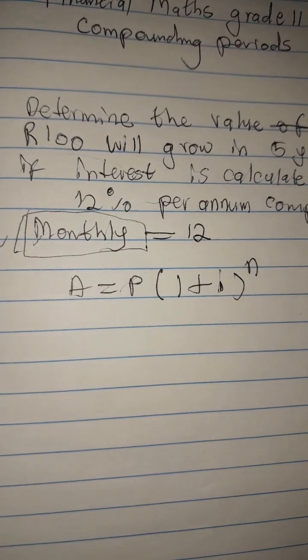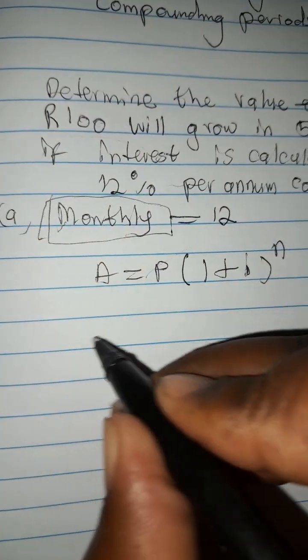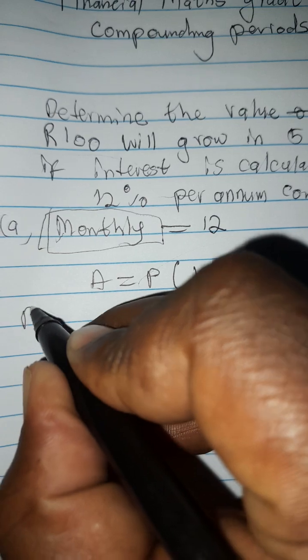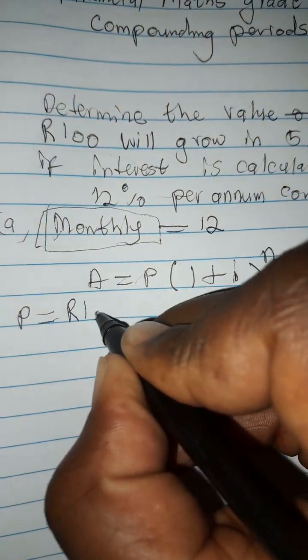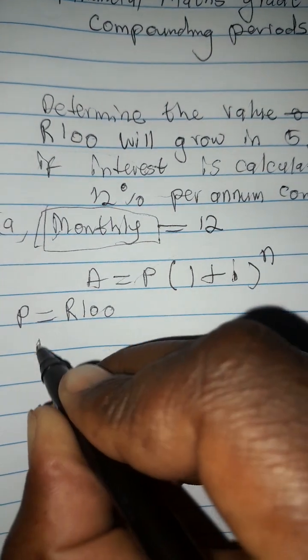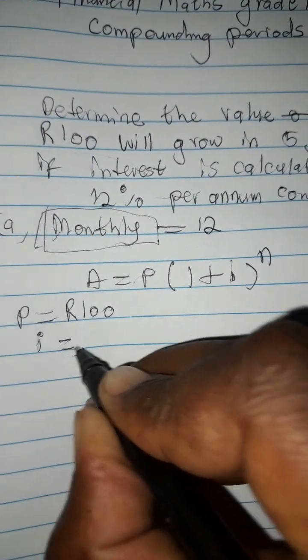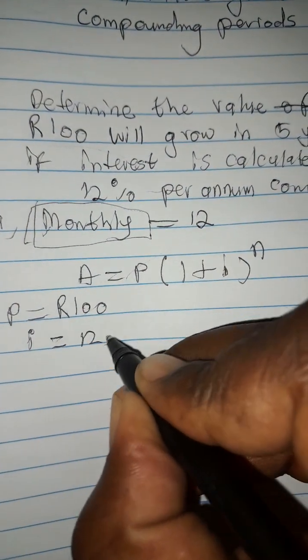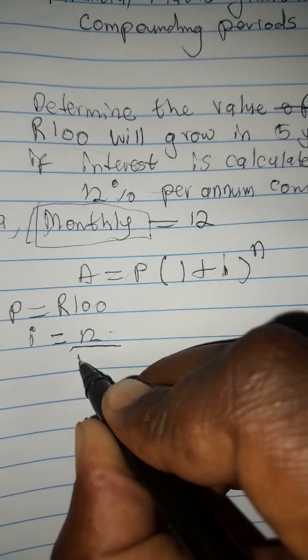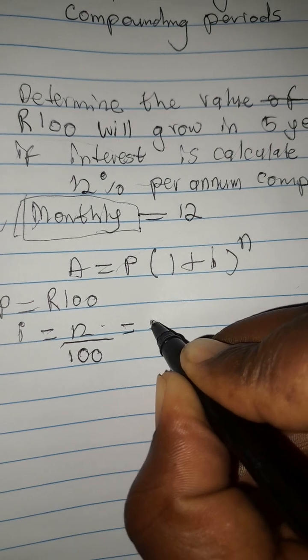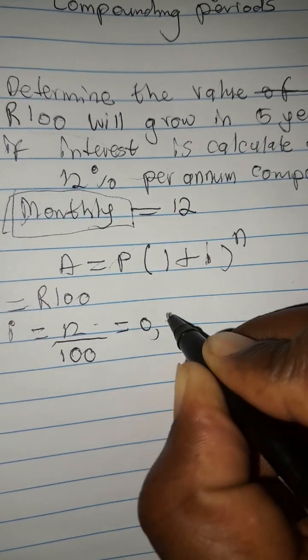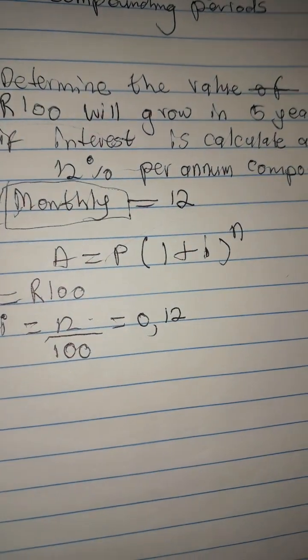First thing first, it's advisable to collect the data first. What is your present value there? Your present value is 100 rand. Then you have your i, which is 12%. So 12% we divide by 100. Remember that percentage means 100. We convert it to decimal, so it's going to be 0.12 in decimals.